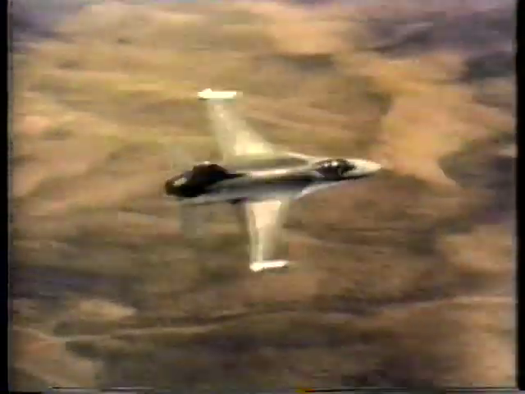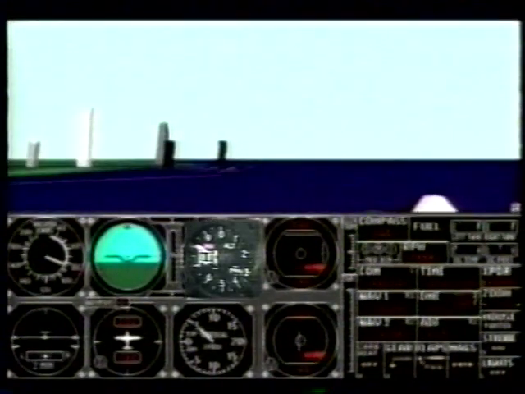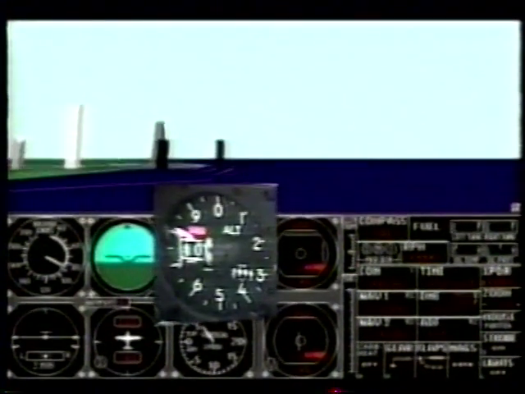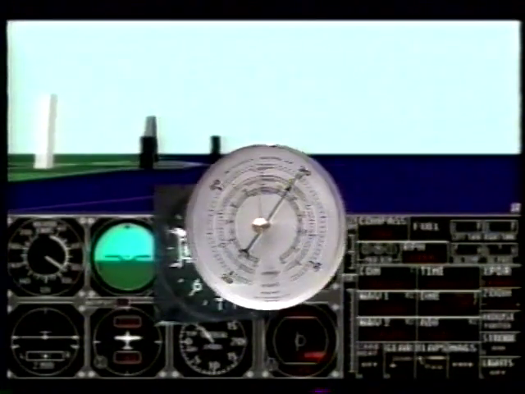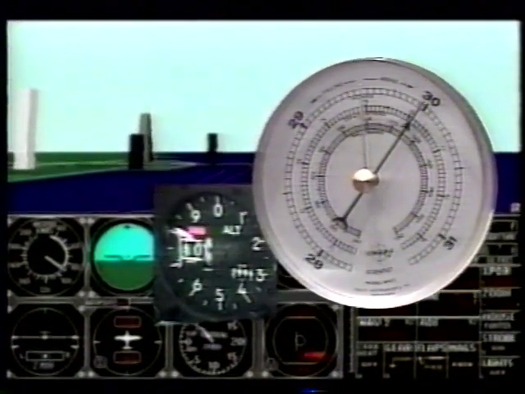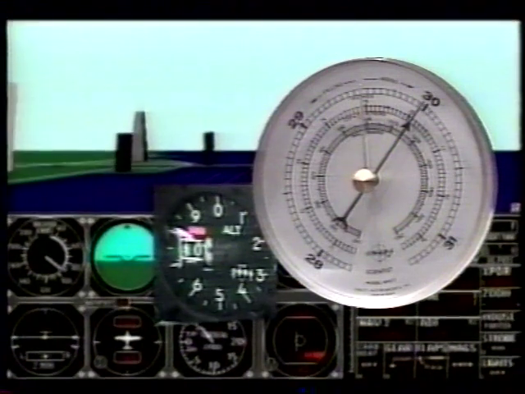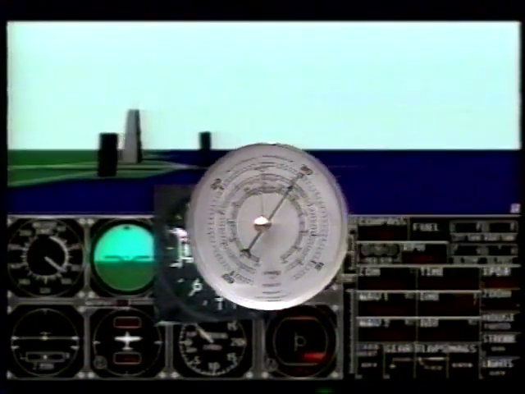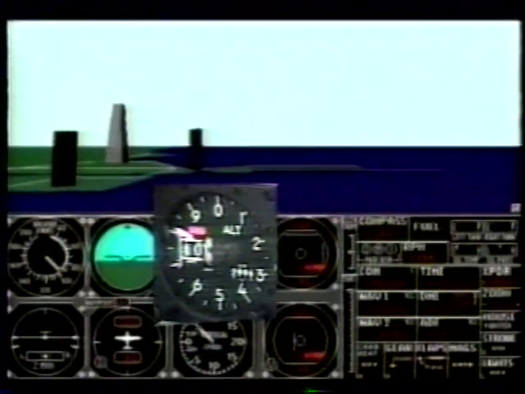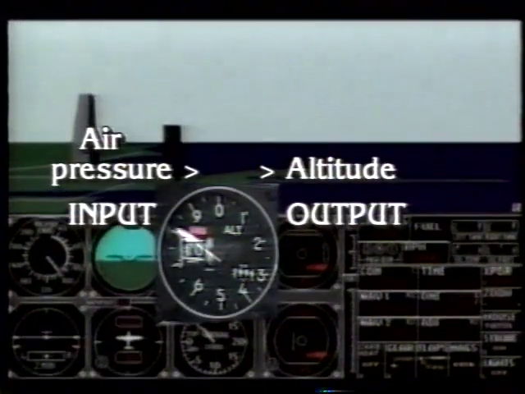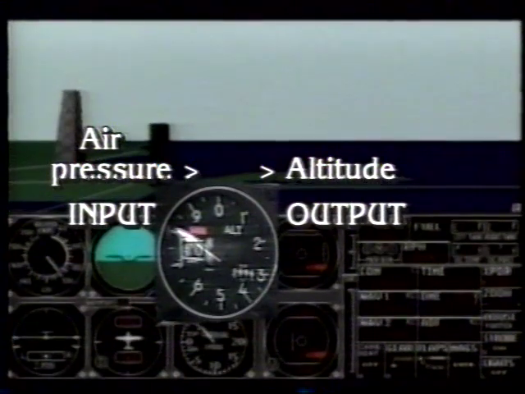All pilots depend on an instrument called an altimeter to provide them with information regarding their aircraft's height above sea level. But an altimeter is really nothing more than a type of barometer, a device that measures air pressure. The altimeter measures air pressure and converts it to altitude, which is measured in feet above sea level. Air pressure is then the input, and the altitude is the output.